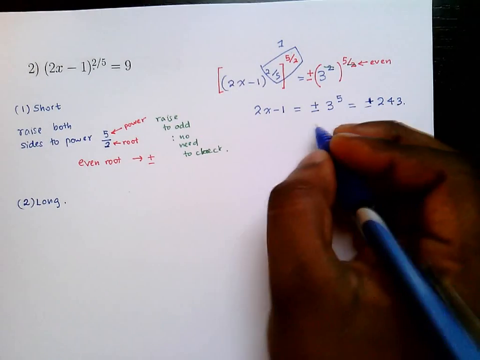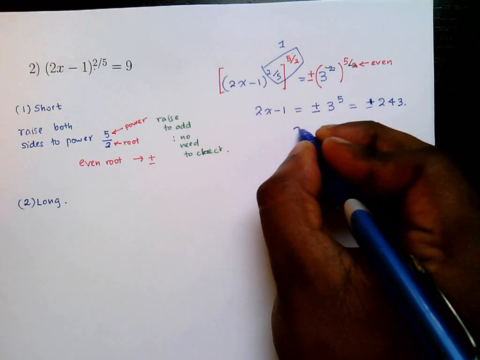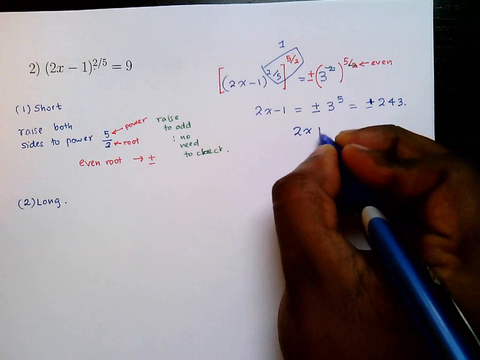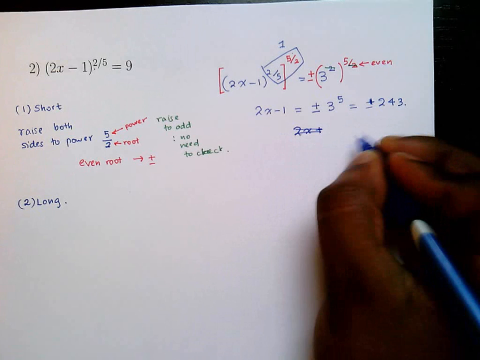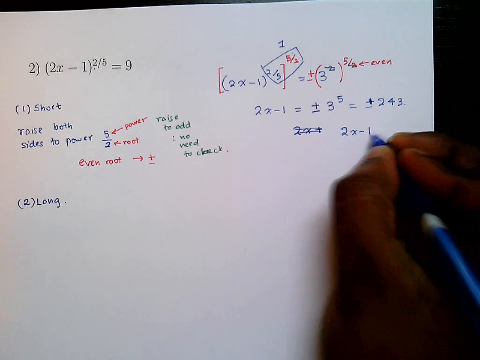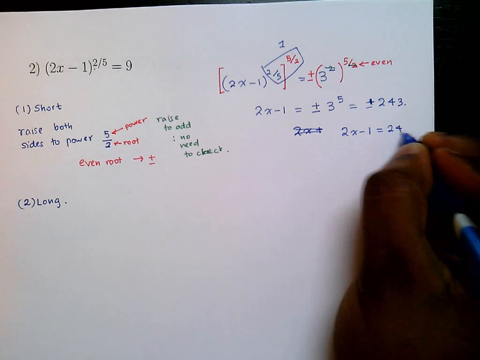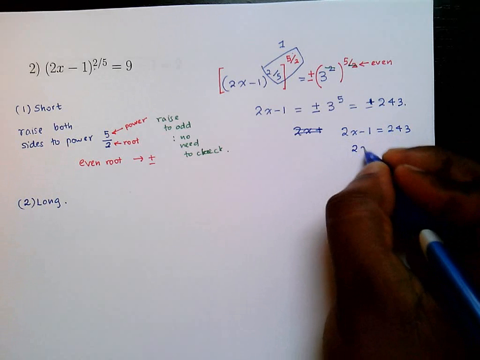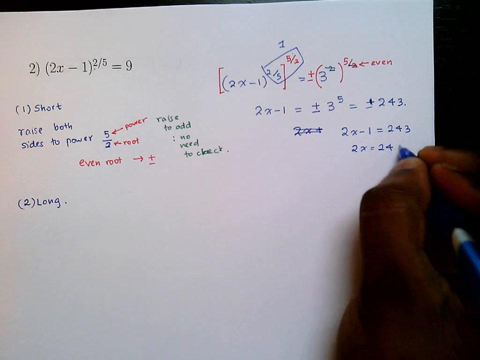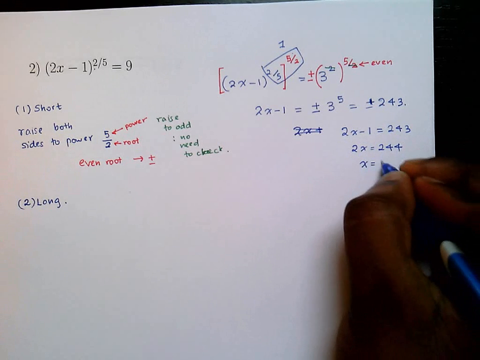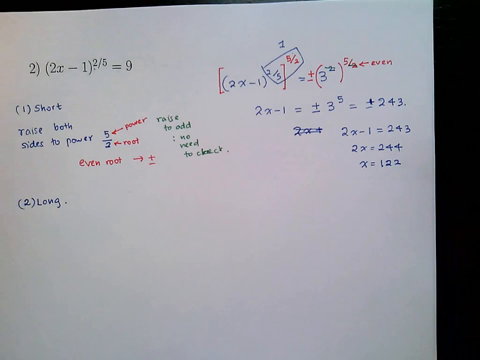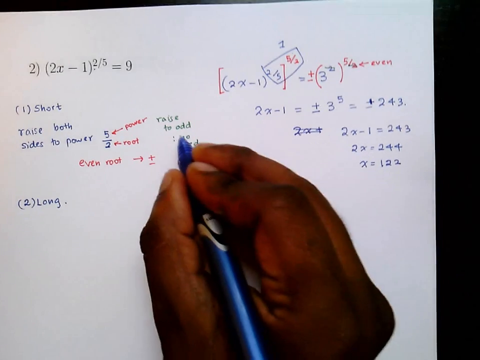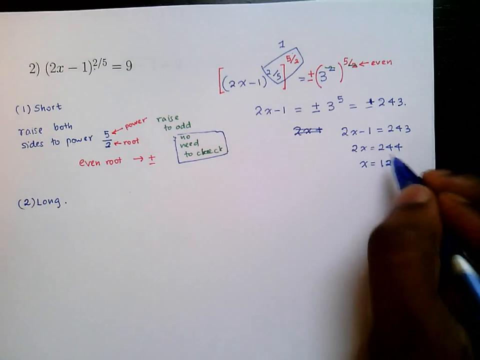Okay, so let's split this off. So 2x minus 1 is equal to 243. That should give you 2x equals 244. That is x equals 122. And no need to check. So good.